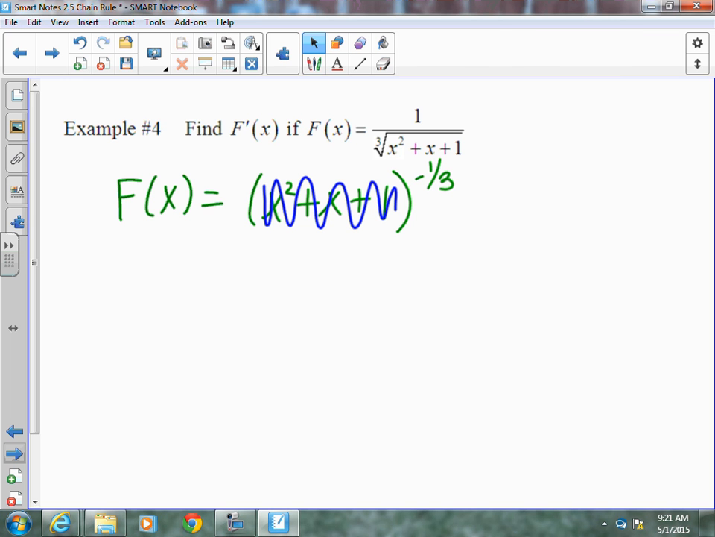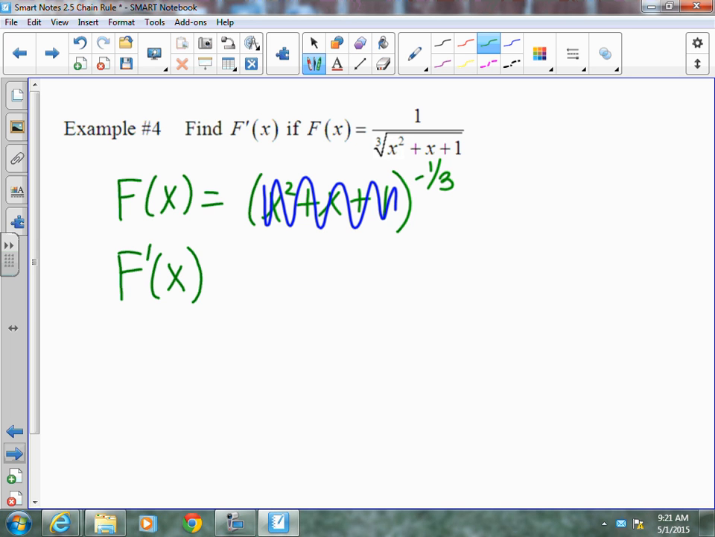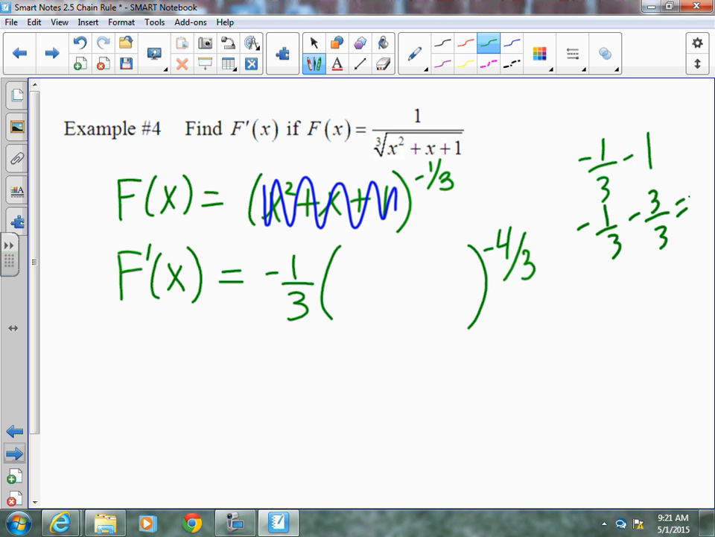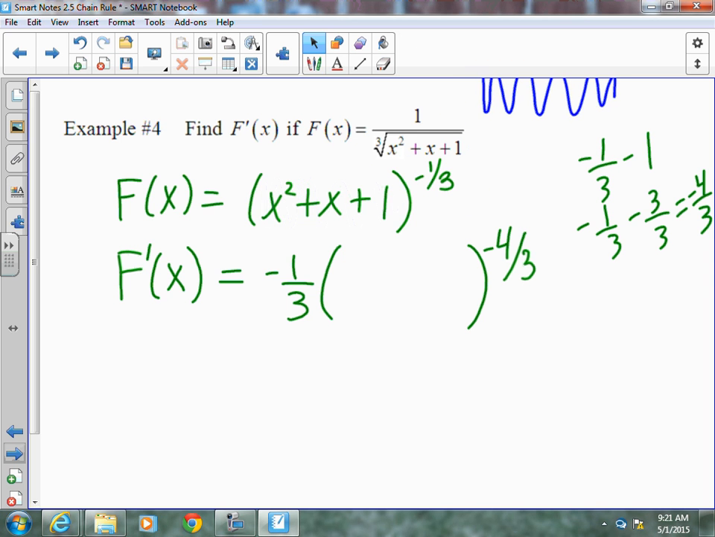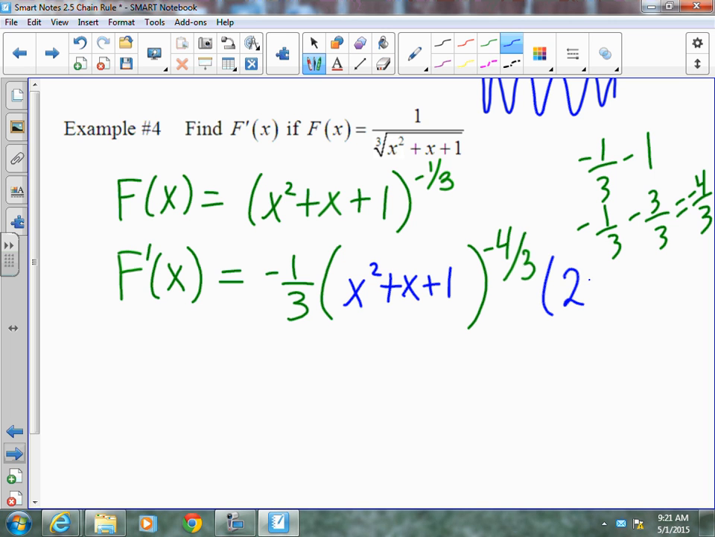Ignore your inner function for a second. Derivative of something to the negative 1/3 power is negative 1/3 times that something to the negative 4/3. Negative 1/3 minus 1 is the same as 1/3 minus 3/3, which is negative 4/3. Keep that in mind. Now, refer back to your inner function. It stays in the inside, and we multiply by its derivative, which is 2x plus 1.